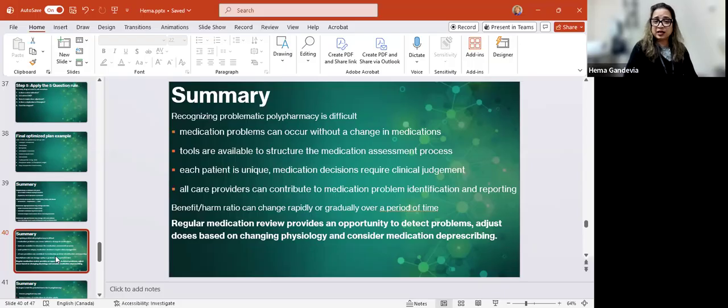Now, all the tools we have can be used to structure a medication assessment process. Treat each patient uniquely, and medication decisions require clinical judgment, so one hat doesn't necessarily fit all. All care providers are involved in medication problem identification, medication assessment and deprescribing. So all of us have to work together, with good interprofessional collaboration, to help our patients have good outcomes.